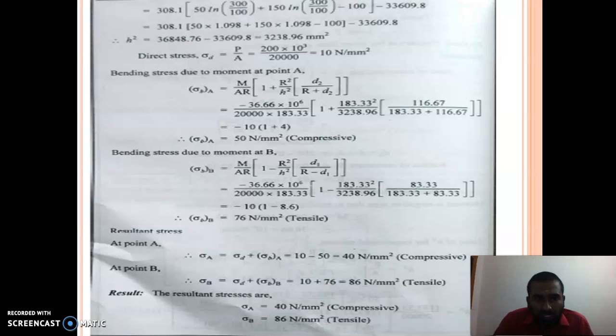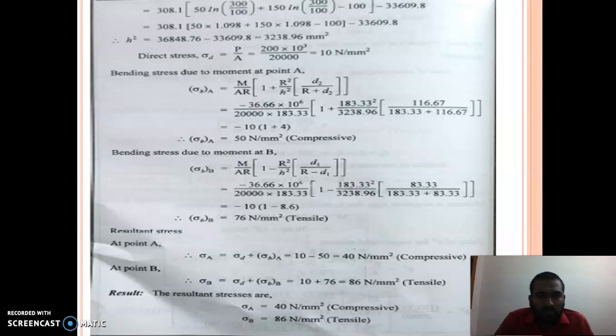Here you can see h square. Instead of h square, we just substitute 3238.96, not as done wrongly in the previous sum, it is not taken as 3238.96 whole square. Upon substituting all these terms, this is just an easy calculation. You are getting bending stress at point A as minus 50 Newton per mm square. It means you are getting 50 Newton per mm square compressive at the point.